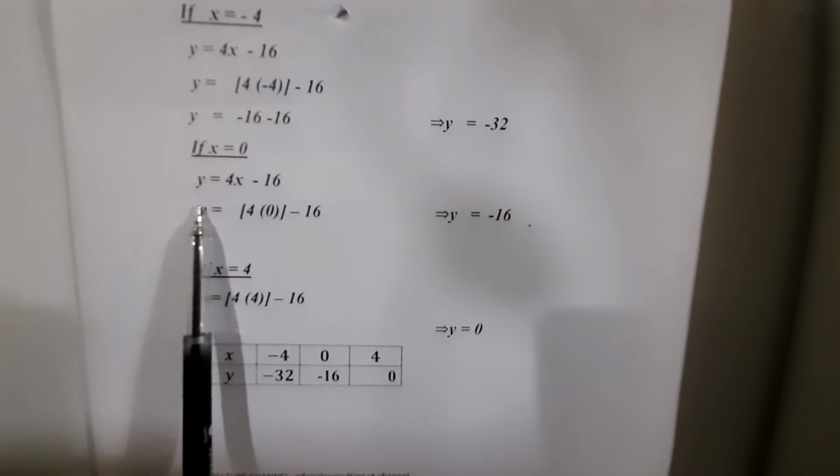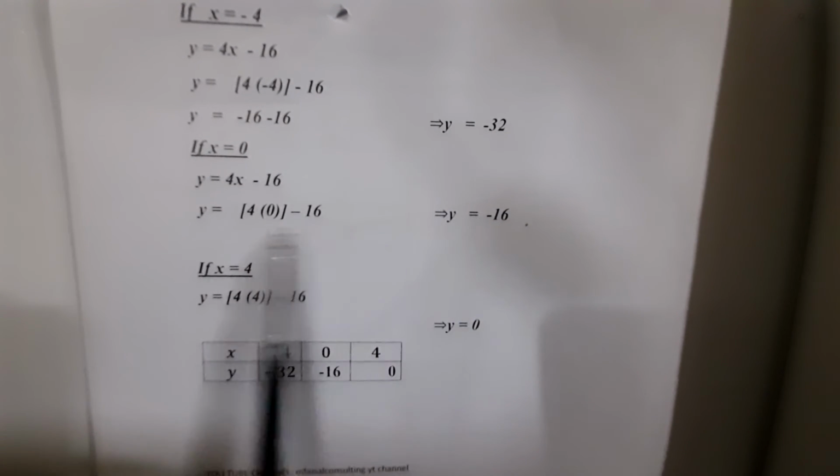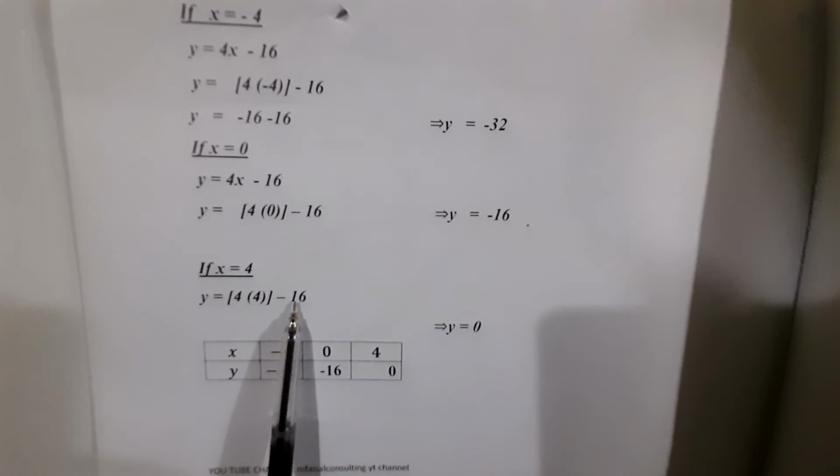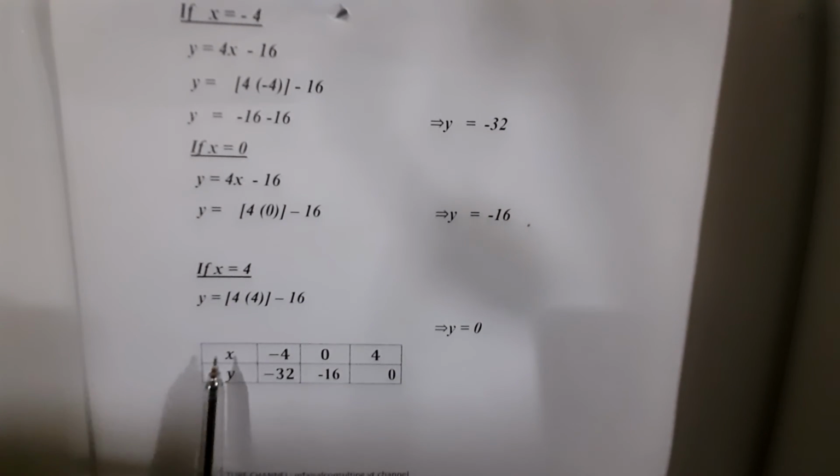If x is equal to 0, y is equal to minus 16, because 4 multiplied by 0 is 0. If x is equal to 4, y is equal to 4 into 4, 16, but this is positive 16 and this is negative 16. So positive 16 cancels out negative 16, y is equal to 0. Completing the table, when x was minus 4, y was minus 32; x was 0, y was minus 16; x was 4, y was 0. Now we will be drawing the graph.